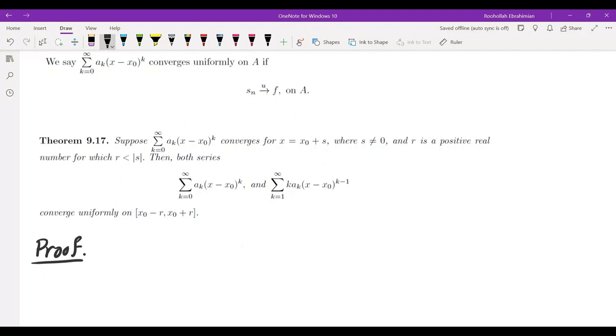The key theorem is: if you have a power series that converges at some point, and you take something less than that in absolute value of x, then the power series not only converges, but it also converges uniformly. And also its derivative converges uniformly. So this is basically the formal differentiation. Let me illustrate that with an example.